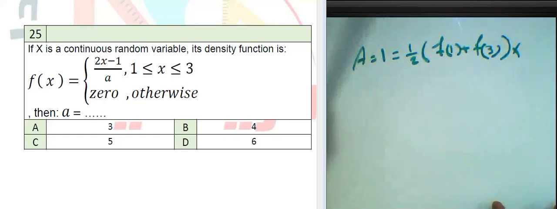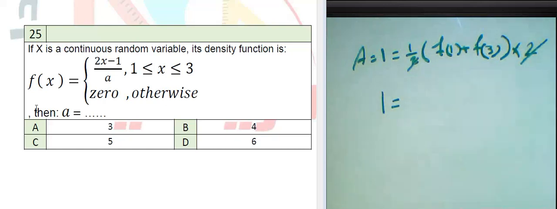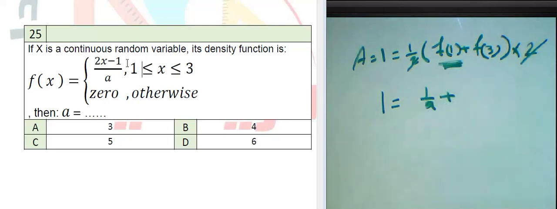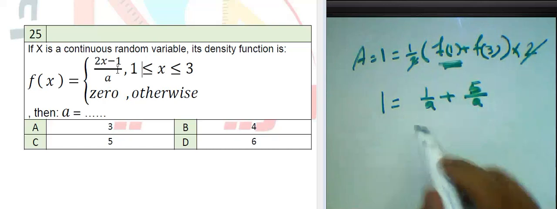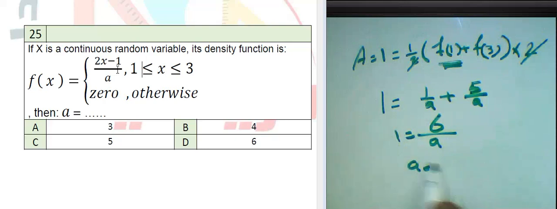3 minus 1 equals 2, which is the height. We can cancel 2 by 2. Then the area equals 1 because x is a continuous random variable. So 1 equals f of 1 plus f of 3. Put 1 in: 2 times 1 minus 1 equals 1, so 1 over a. Then f of 3: 3 times 2 is 6, minus 1 is 5, so 5 over a. Then 1 over a plus 5 over a equals 6 over a, which equals 1. Then a equals 6. Choose letter D.